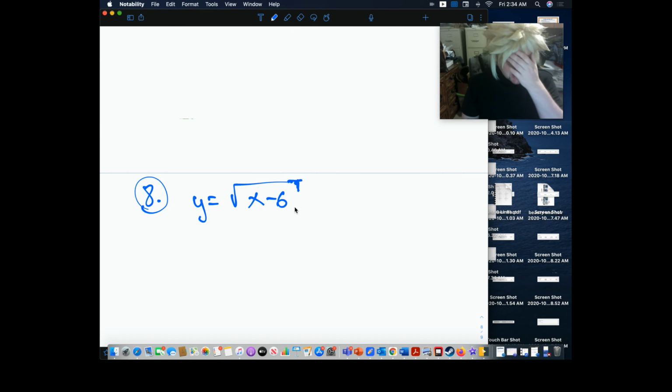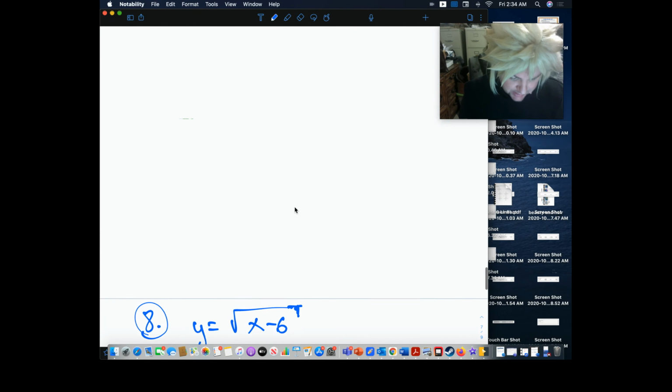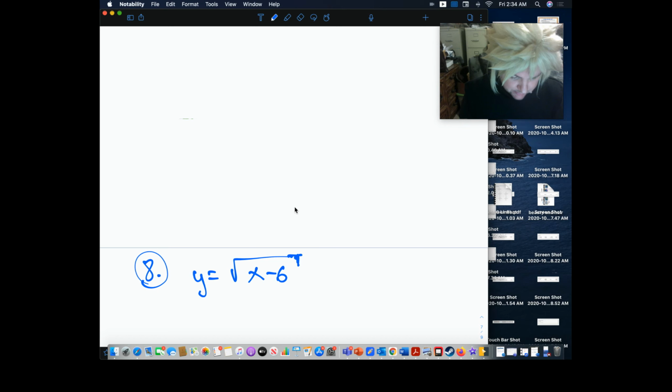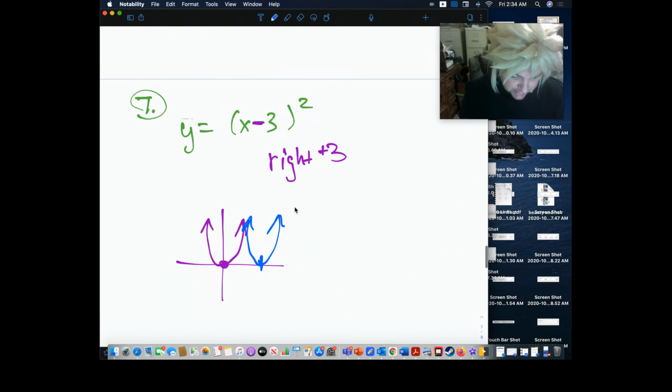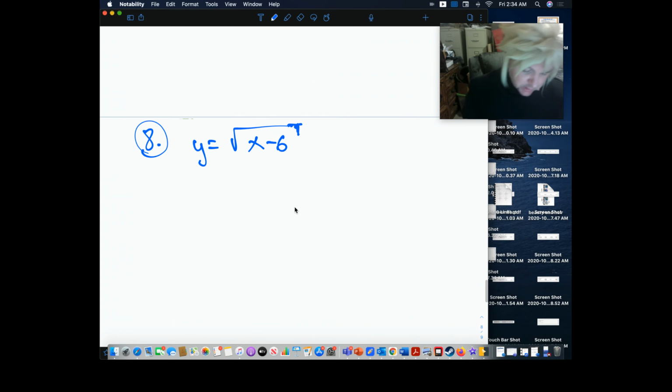I know you can't wait to see what's next. Me neither. Number 8. Y equals the square root of x minus 6. All right, so we've seen a bunch of these. I'm hoping by now we're starting to see what's occurring here, and you could say that it's doing what? Just like the last one, it's just a shift. And this one's going to shift to the right 6. So that's what the image is going to look like.